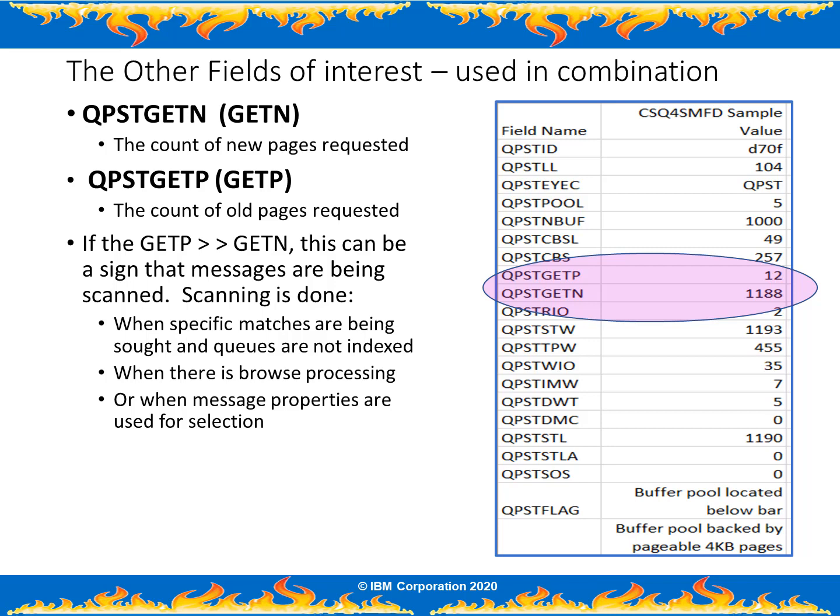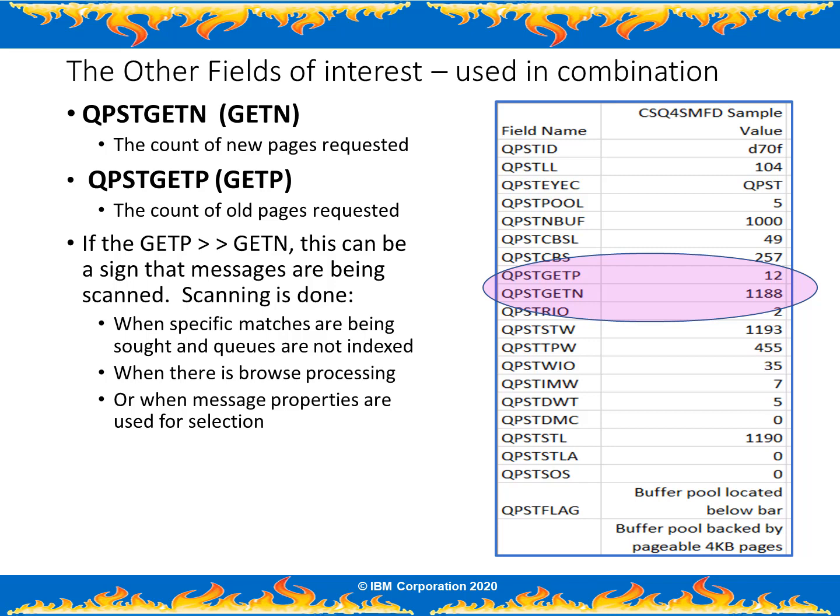Scanning can be expensive, especially when scanning for matches, in both CPU and time. One indication of possible scanning is when a get for an old page is done repeatedly, so the ratio of get old pages to get new pages is very large.